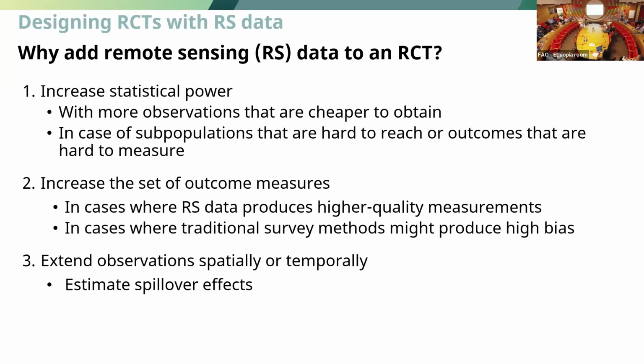And then the third common reason for using remote sensing data is to extend the observations spatially or temporally. So to look for spillover effects, or to be able to look for long-term effects, because you can't continue the randomized control trial forever. You can't continue going out in the field forever. So you have this opportunity to extend.